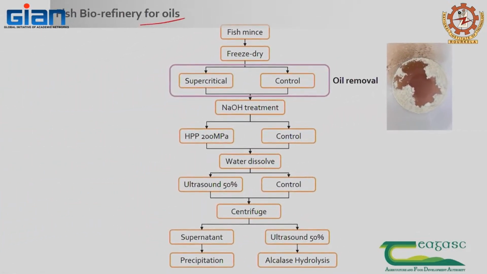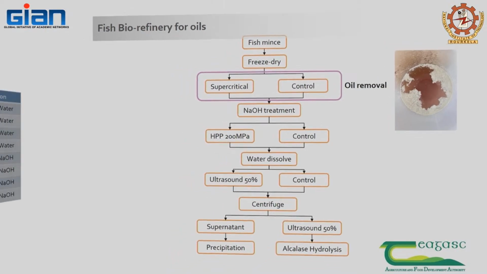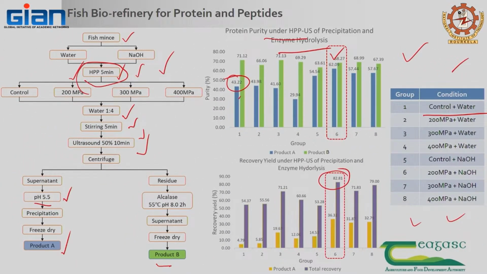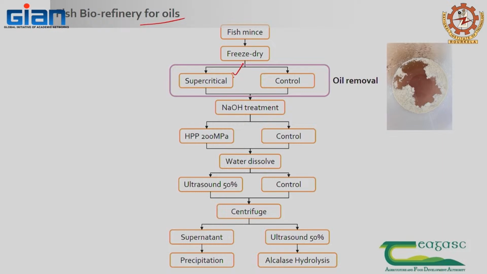So for this, either you have a supercritical condition or direct oil extraction. That means you are using liquid CO2 to obtain proteins, followed by alkali treatment to get your protein and lipids together.